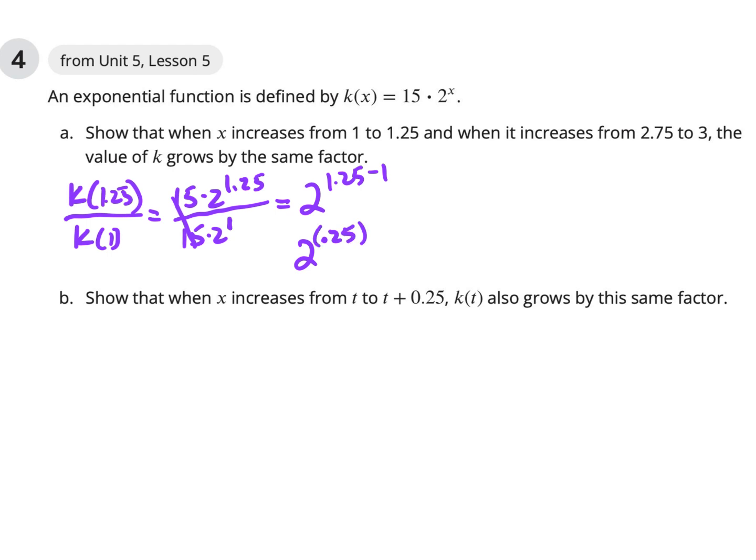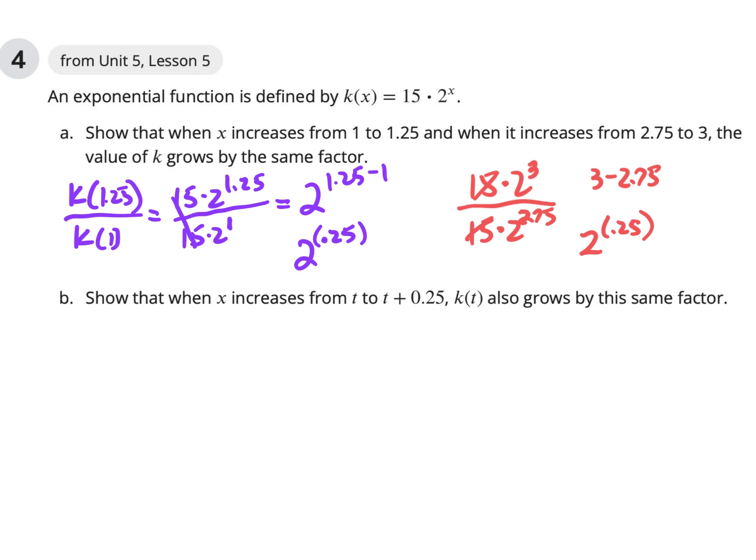And let's look at the other one. If I took 15 times 2 to the 3, and we always take the number to the right divided by the number to the left, the 15s cancel out again. We're left with 3 minus 2.75, which leaves us with 2 to the 0.25. So it's the same factor. And I don't really have to calculate 2 to the 0.25 because it's really not necessary.